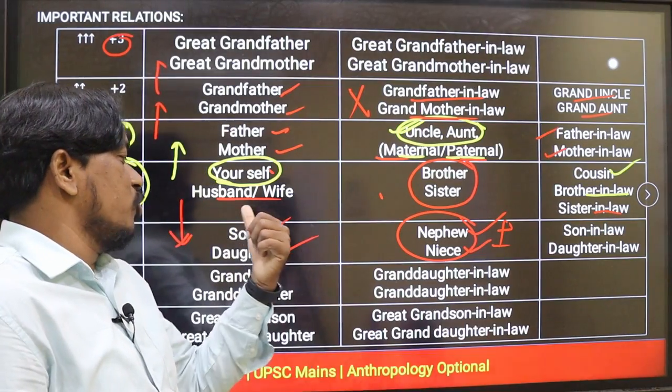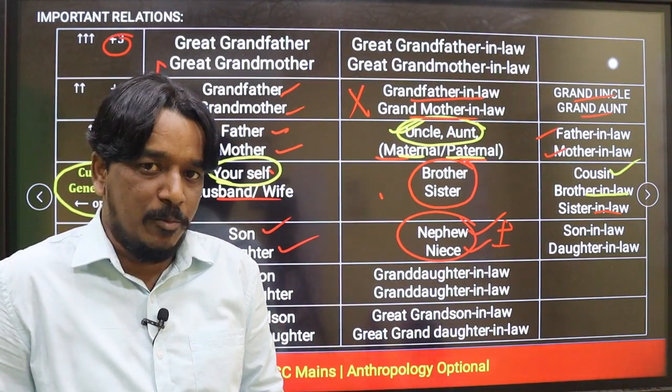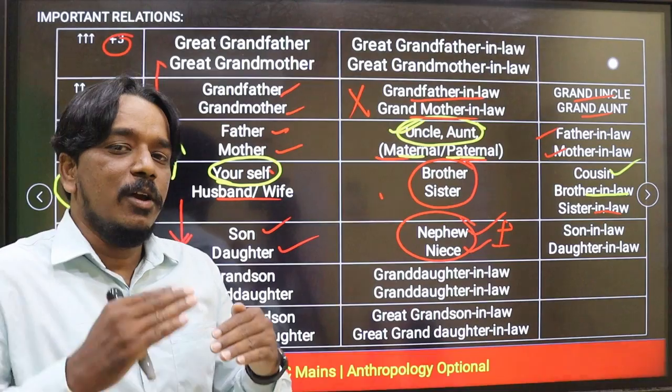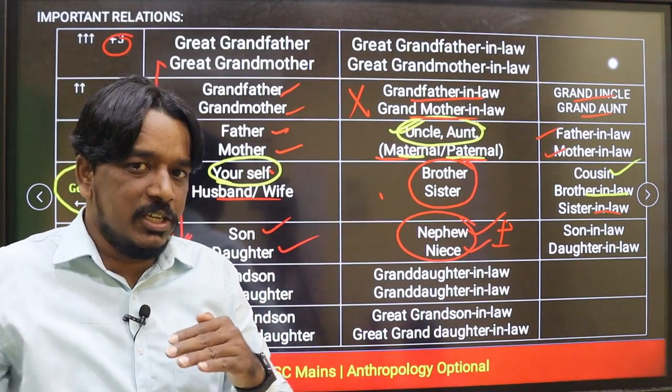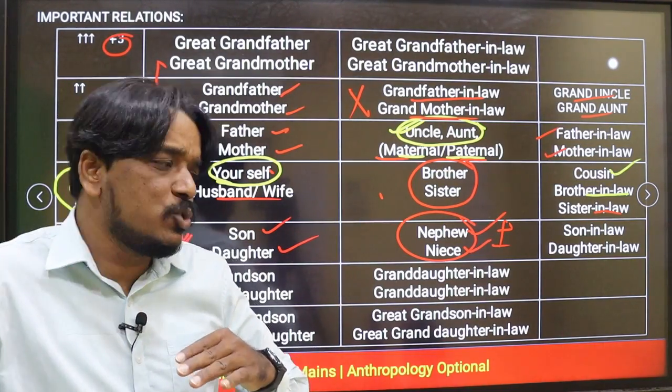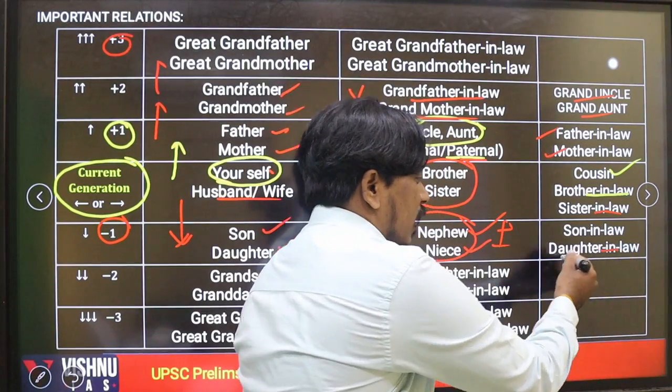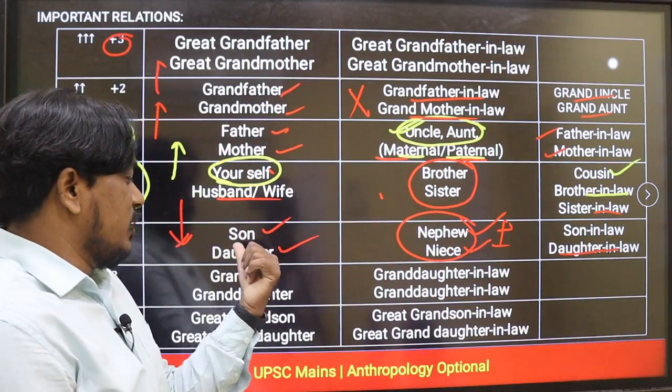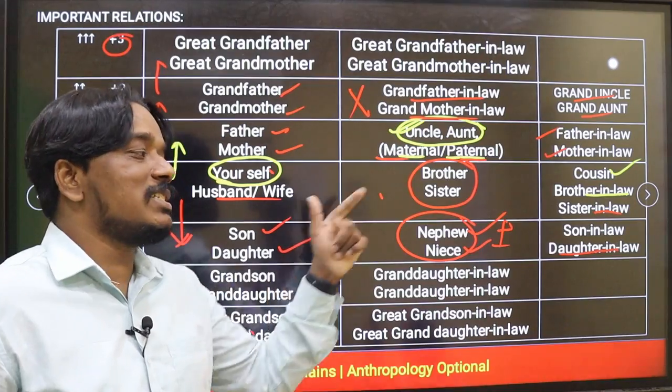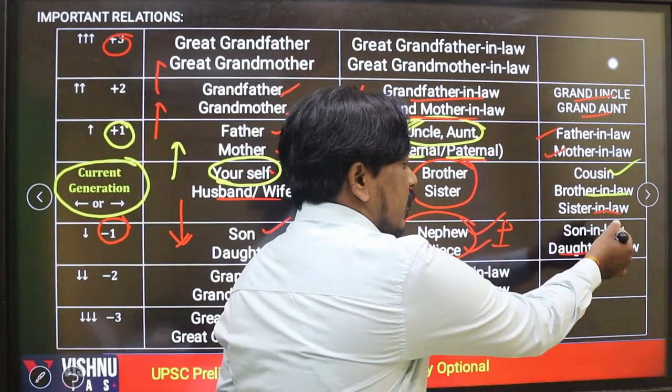Similarly, even if your children are married, another important point. If my son is married, after marriage you will get only an in-law relation. If my son is married, my son's wife is a daughter-in-law. Important. If your daughter is married, your daughter's husband is again a son-in-law.